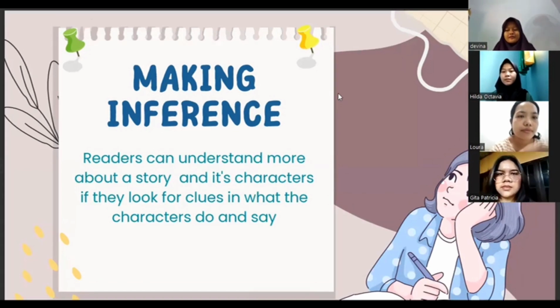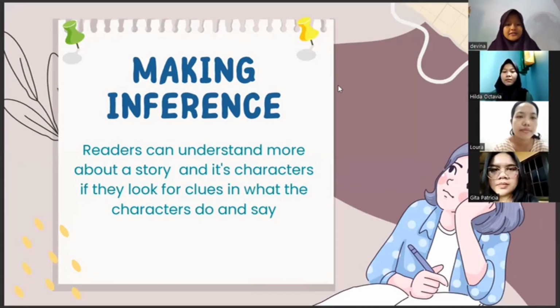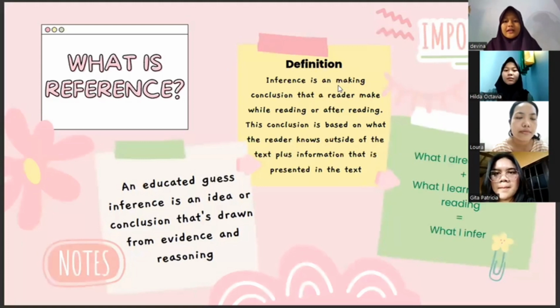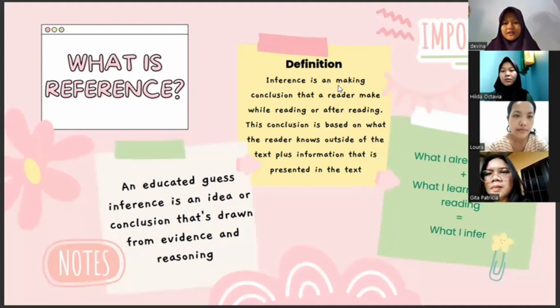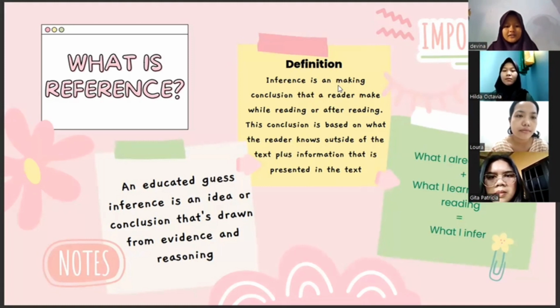Yes, thank you, Laura. Making inference: readers can understand more about a story and its characters if they look for clues in what the characters do and say. What is inference? Definition: inference is a conclusion that readers make while reading or after reading. This conclusion is based on what the readers know outside of the text plus information that is presented in the text.